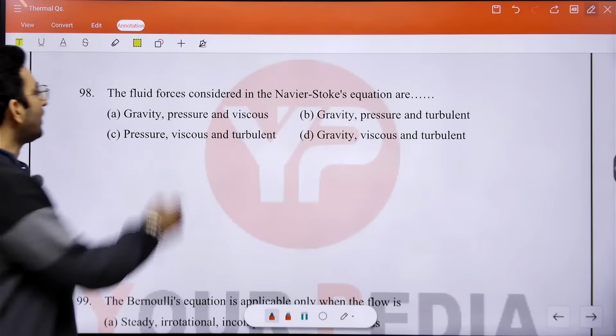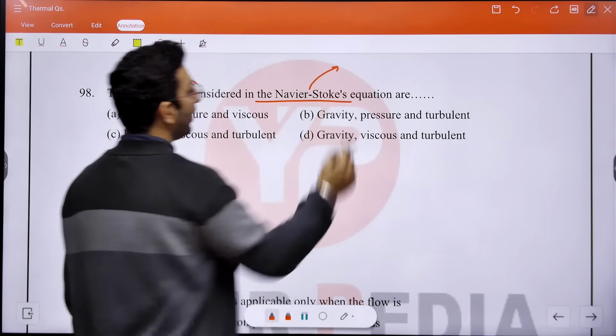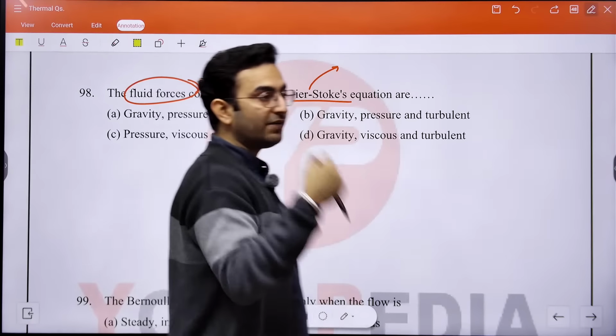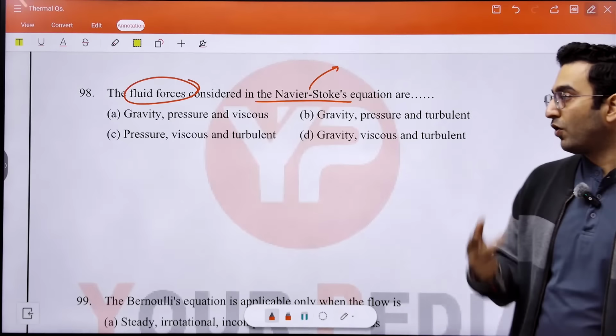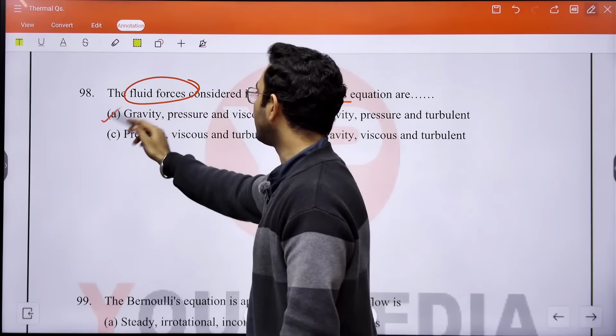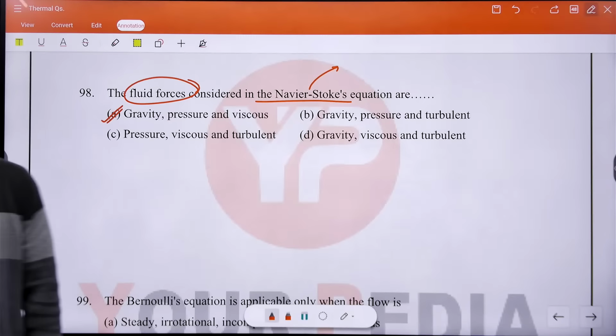Yes. What are the forces being considered in the Navier-Stokes equation? Remember that in Bernoulli's equation, gravity and pressure force are considered. In the Navier-Stokes equation, gravity, pressure and viscous forces are considered. In the Reynolds equation, gravity, pressure, viscous and turbulence forces are considered. So option A will be the correct answer in this case. So that's again a simple question.